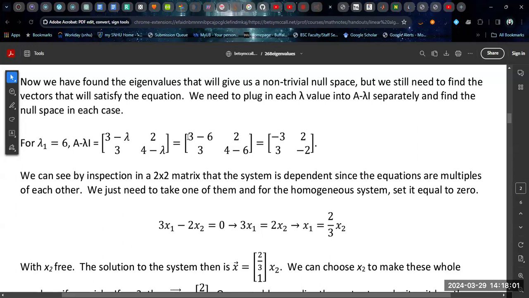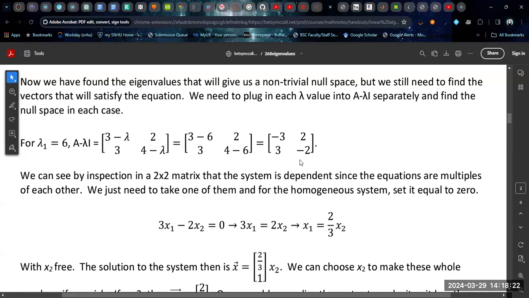And when we do that, we're going to have 3 minus 6 up top. So that'll give us minus 3 in that top left corner, and 4 minus 6 on the bottom. That'll give us a minus 2. Now, in 2 by 2 matrices, this becomes really obvious that this matrix is dependent because the two rows are obviously multiples of each other.